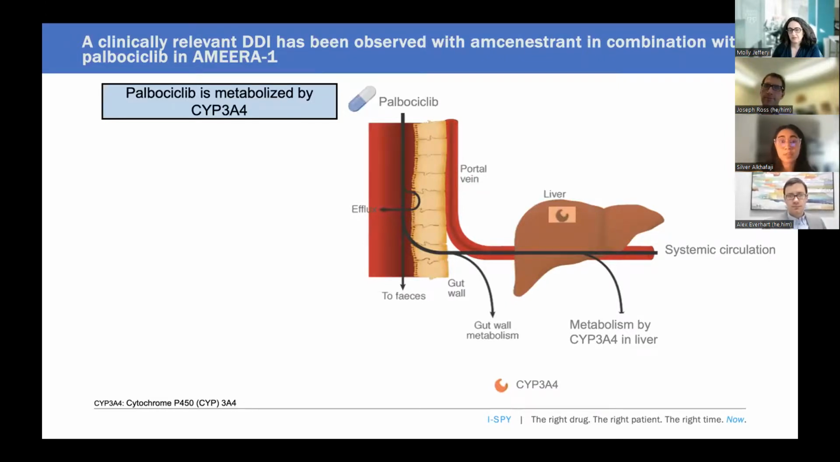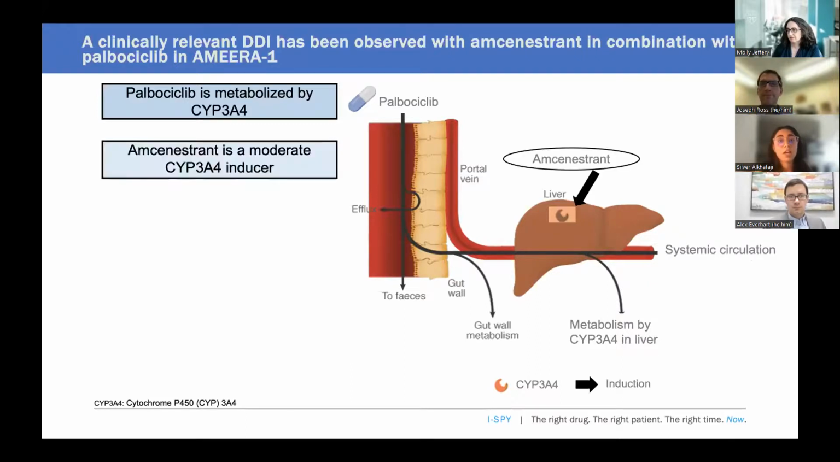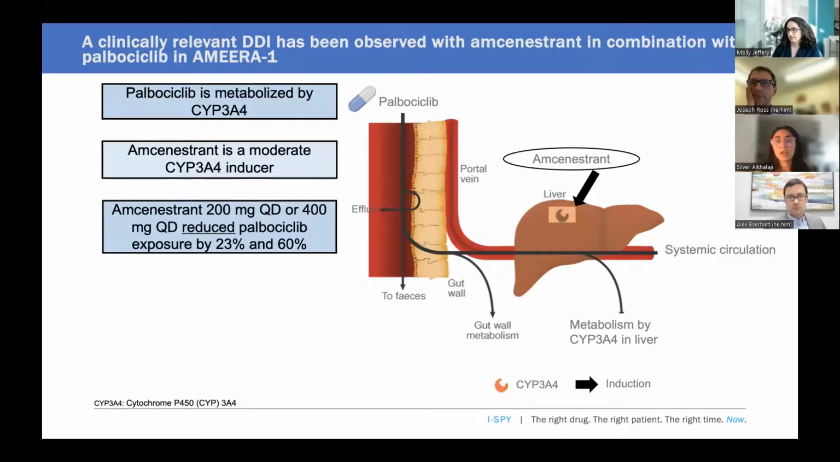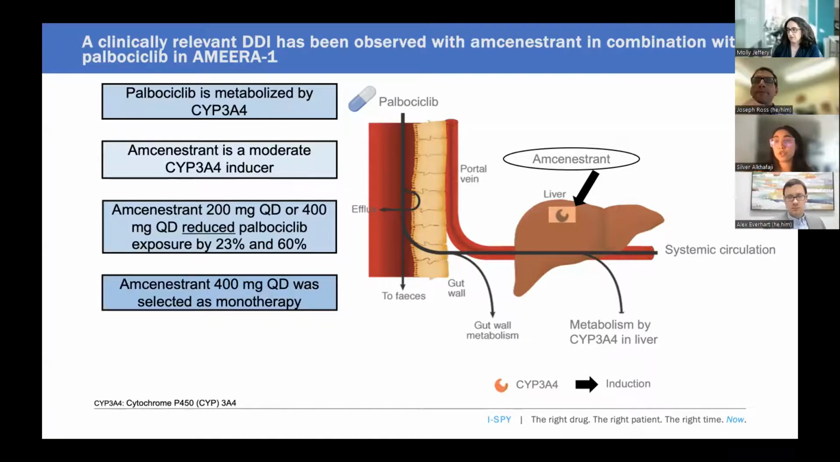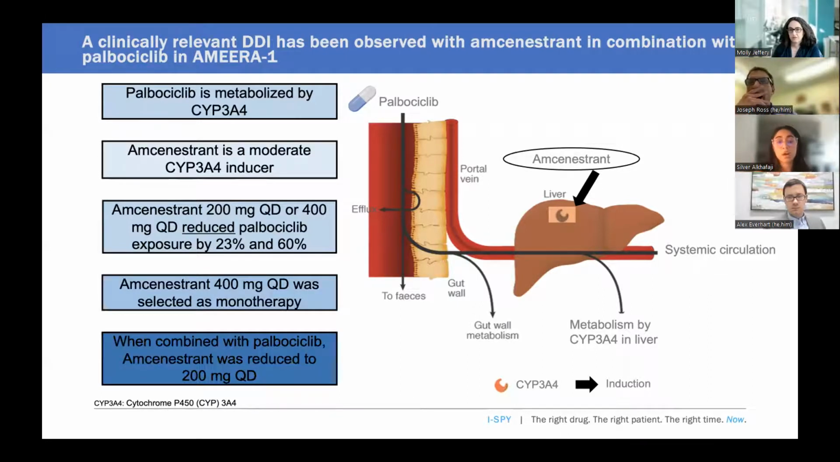So palbo is metabolized by CYP3A4. Amcinestrant is a moderate inducer based on preclinical and clinical studies. And they saw that the amcinestrant dose proposed in this phase 1/2 study reduced palbociclib exposure by the percentages listed. And they moved on with 2 different dosages, one for monotherapy, and the other one was reduced from 400 to 200 because of this DDI interaction.